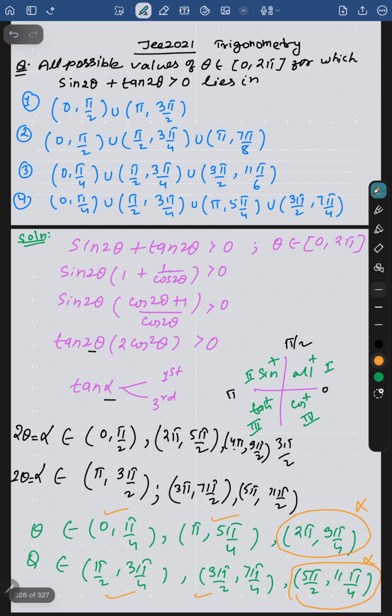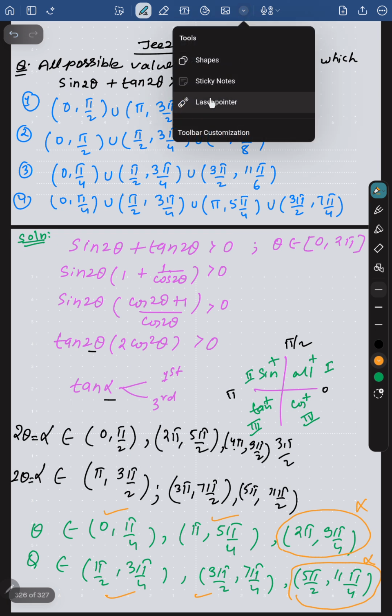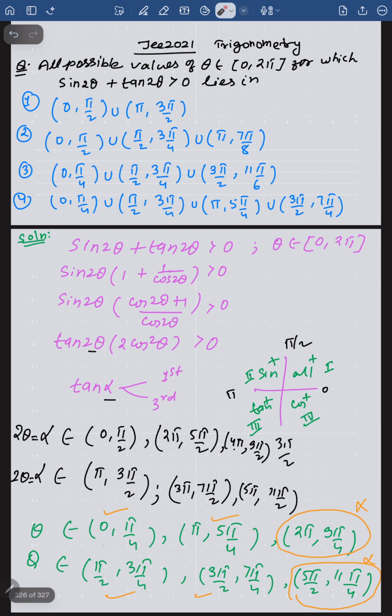Also, in these intervals you can see that pi by 2 is not included anywhere. This is out of pi by 2, this is out of 3 pi by 2, because we are considering open intervals. It is also not including 0 because it is an open interval. So this is the correct option. The union of all these 4 intervals will be your answer, and that is given in your 4th option.